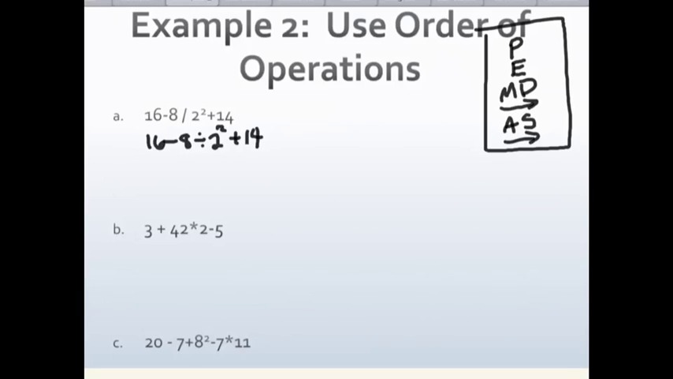And so the first thing I'm going to say is, are there any parentheses? Is there a pair of parentheses here? No, there's not. So I don't have to worry about that. I've already done P. P's done. Exponents. Yes, there is one exponent, and it is relating directly to this 2 here. So I'm going to deal with that.